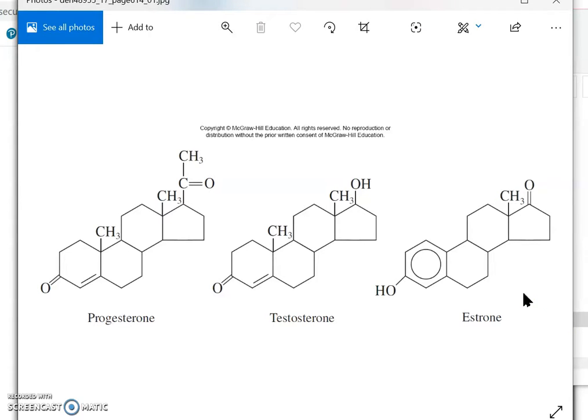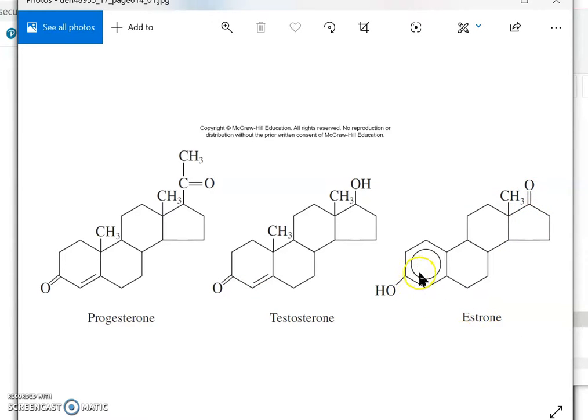Now, something you should notice in the names of these is the ONE ending, indicating that there is a ketone functional group here. So you notice that in progesterone and testosterone, that hydroxyl that would make those be sterols has been oxidized. I said that backwards. That's been oxidized so that we have a ketone group here. So we've got a ketone here on progesterone, a ketone here on testosterone. Estrone has a ketone group up here.